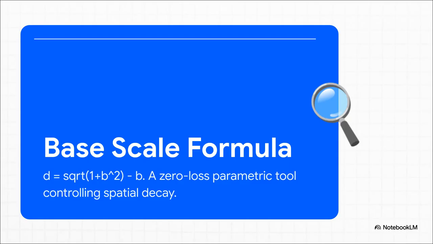And that normalization gives us this incredibly powerful equation. D equals the square root of 1 plus b squared, minus b. It is the ultimate zero-loss parametric tool. Think of the b in this equation as a magic slider. An architect can sit at their computer and literally just push that b variable back and forth. And as they do, it smoothly and dynamically morphs the building's spatial decay rate, which is our d. There's absolutely zero information loss, no gaps anywhere. The math scales infinitely and cleanly, dictating exactly how much a structure shrinks or grows as it spirals inward or outward.